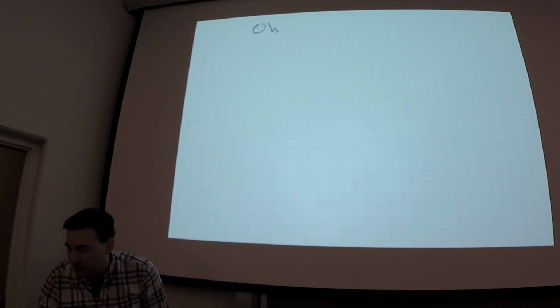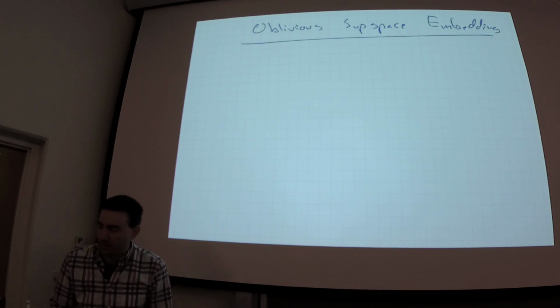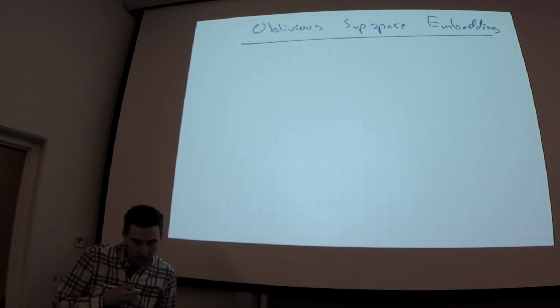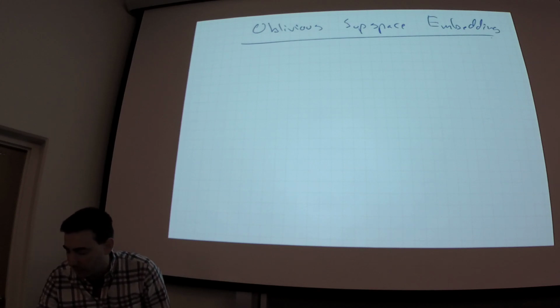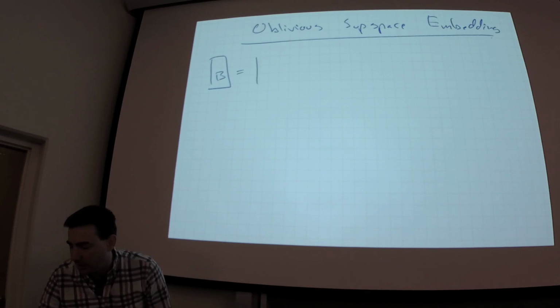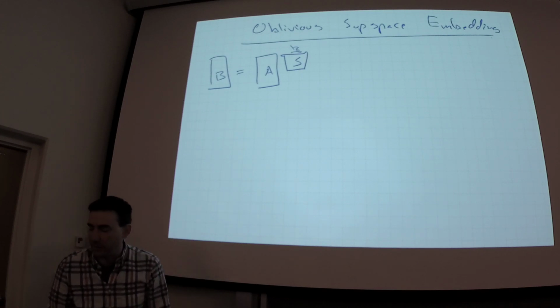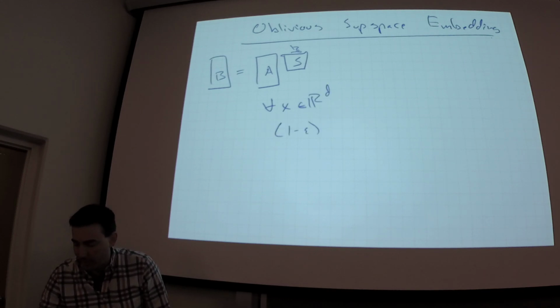So I want to quickly say two extensions. One is something called an oblivious subspace embedding. This is saying something stronger. I want to do this construction where this is B, this is A, and this is this S matrix again, with k dimensions here. And I want to guarantee that for all x in R^d, a stronger property holds, with 1 minus epsilon.